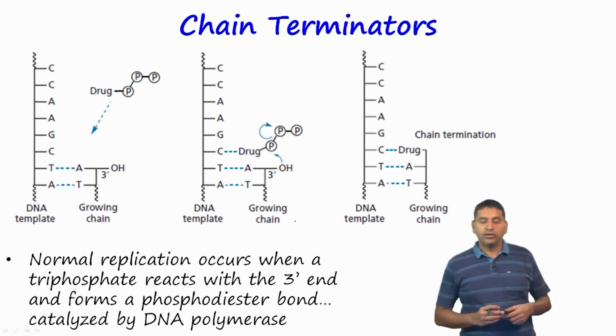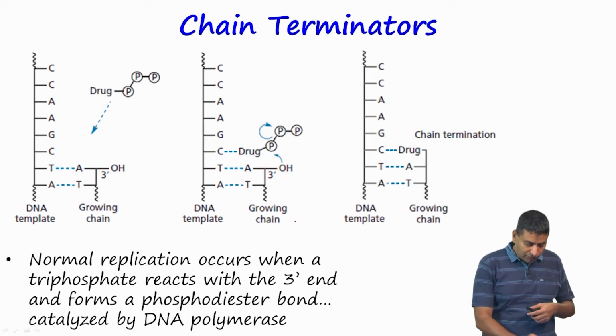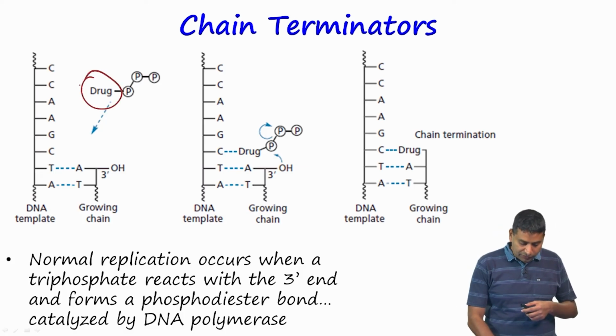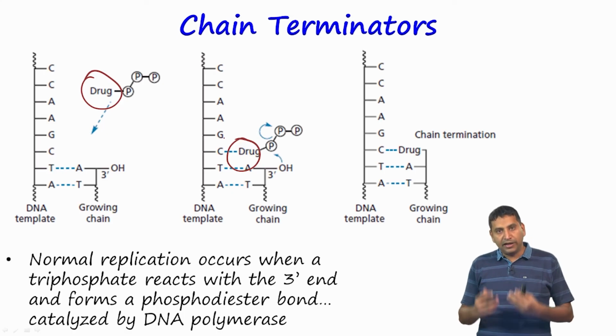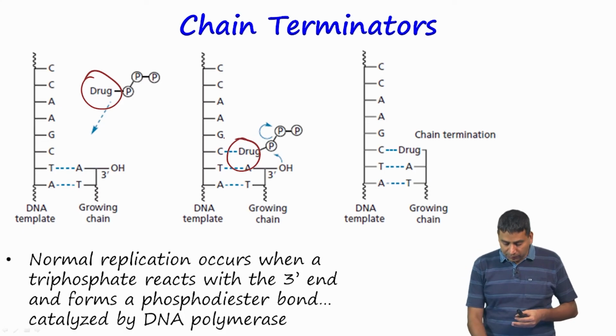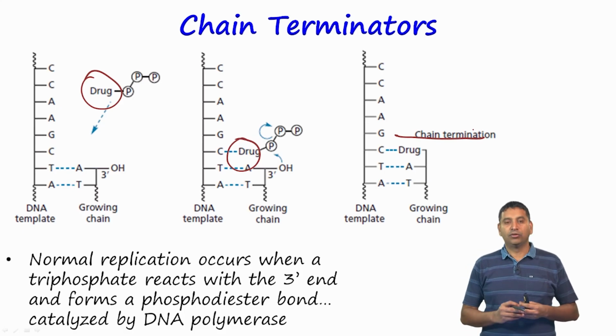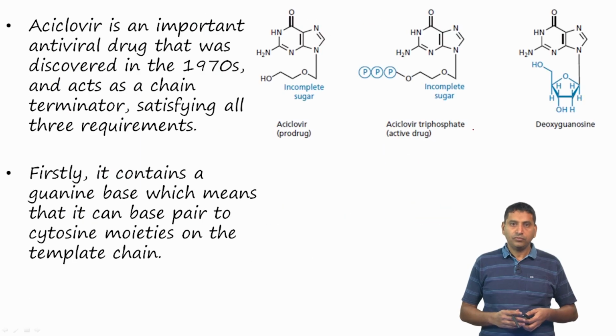So, the way we do this is that when normal replication occurs, if we can figure out a way in which a drug comes and binds exactly to the same region that we are interested in, and it carries out the reaction of 3' hydroxyl attacking the phosphate and kicking out diphosphate, but after this point onwards there is no further growth. So, this is how we would inhibit the normal replication process.